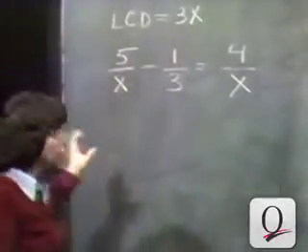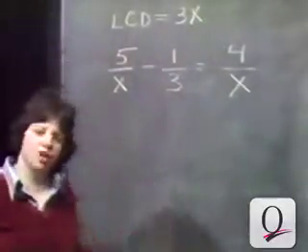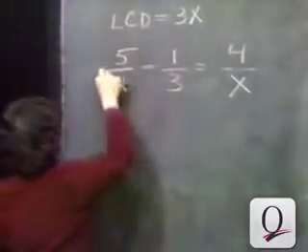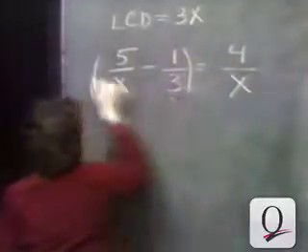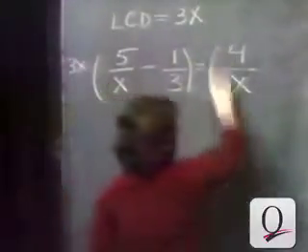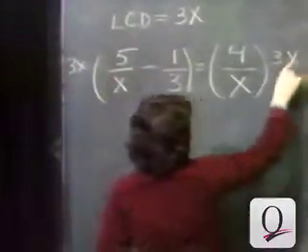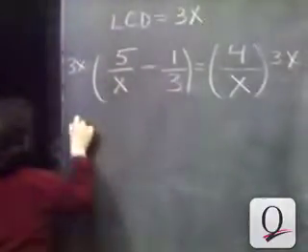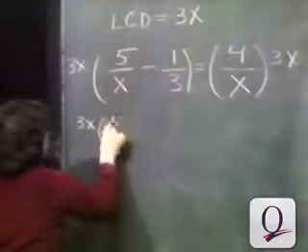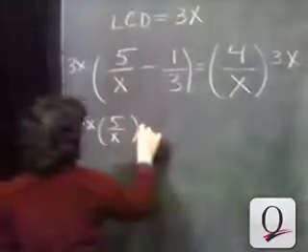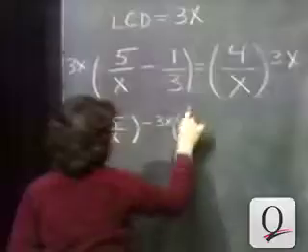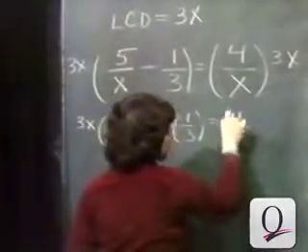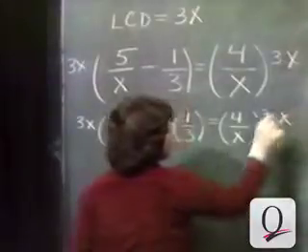In other words, we're going to get rid of the fractions in the fractional equation, then we'll solve the equation as we always solve equations. This is our original equation. We will multiply both sides of the original equation by 3x. Now we're going to distribute the 3x through here. We have 3x times 5 over x, take away 3x times 1 over 3, is equal to 4 over x times 3x.